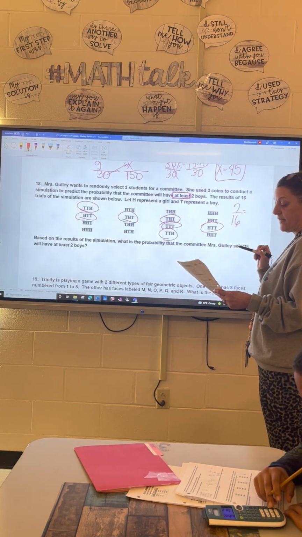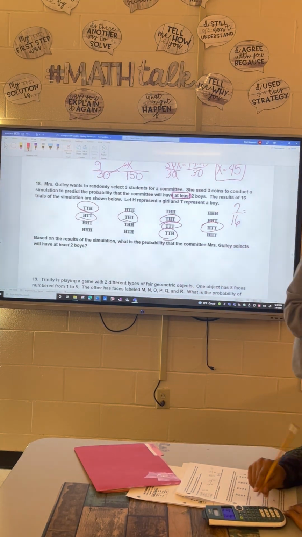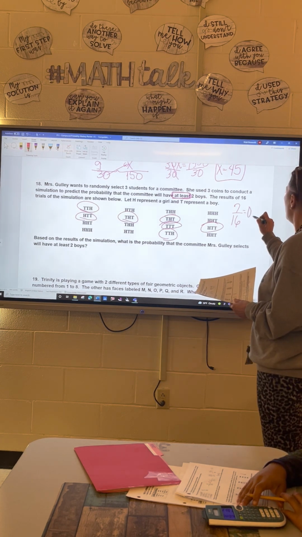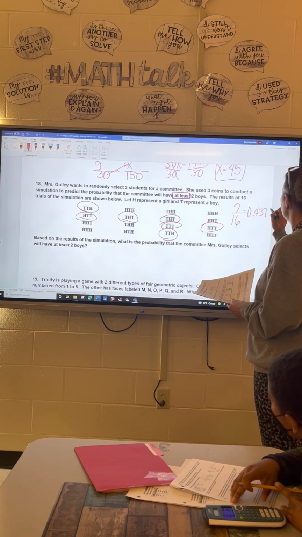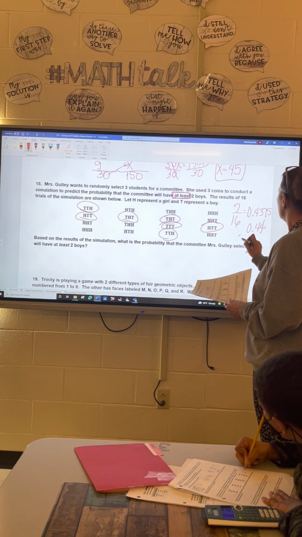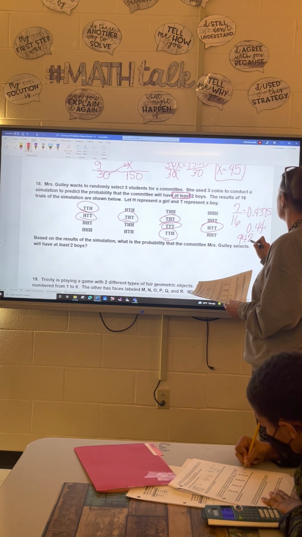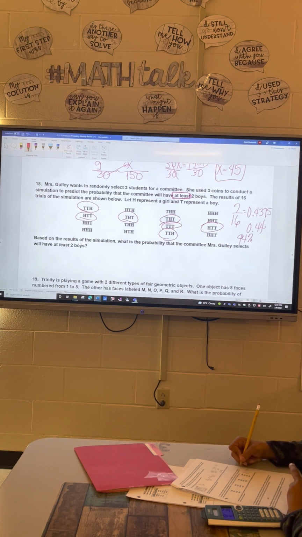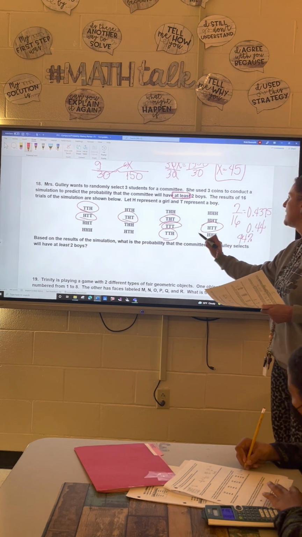What is 7 out of 16 as a decimal? 0.4375. So if you round it, 0.44, which would be 44%. We would give that a what? Oh, we'll give that as not unlikely. I wouldn't say unlikely. Maybe small chance? Yes, small chance.